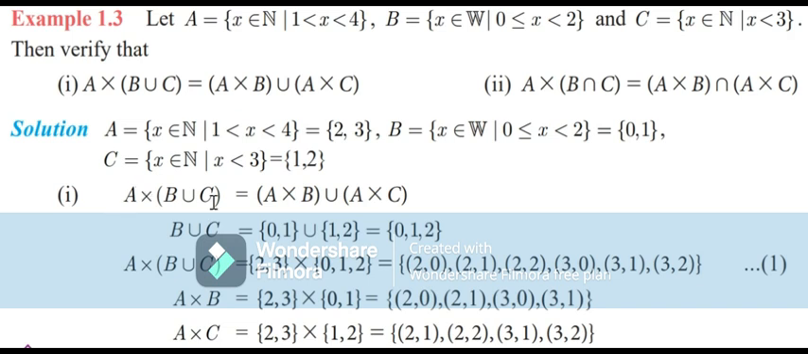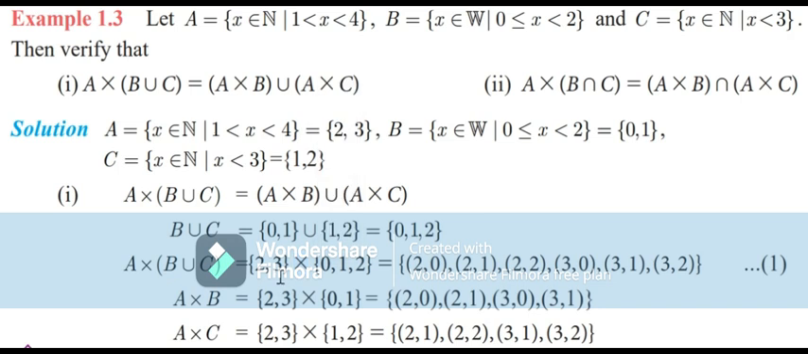Now we have to find out A cross B union C. A is 2 comma 3, cross B union C, that is 0 1 2. So we are going to do the cross product. Cross product means each and every element of A should be mapped with all the elements of B union C. So 2 should be mapped with 0, 1, and 2, and again 3 should be mapped with 0, 1, and 2.